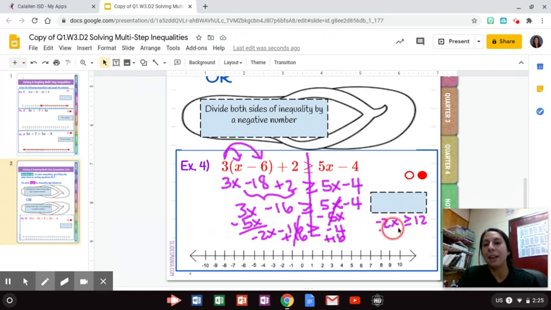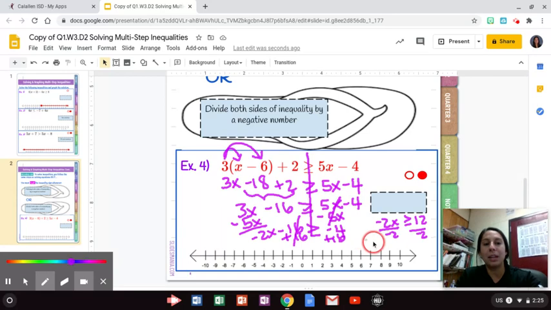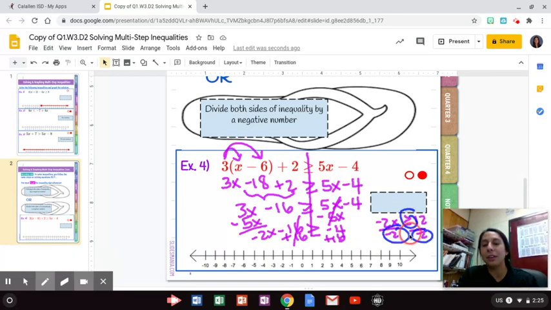And lastly, I divide by negative 2. Notice that I'm dividing both sides by a negative number. When that happens, when you're dividing both sides by a negative number, that flips your inequality right here. So that becomes x is less than or equal to negative 6.